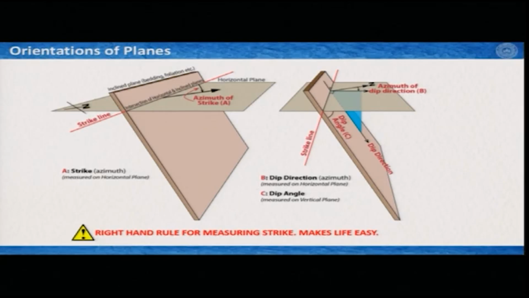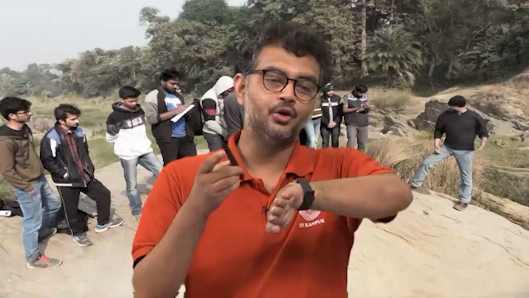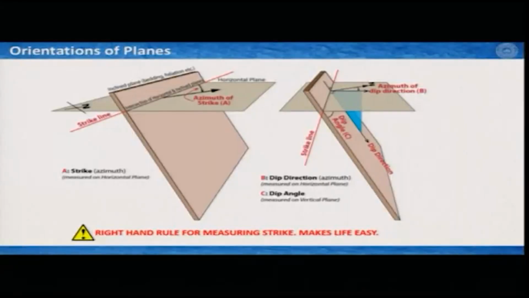So, if I have an inclined plane, I know what is the strike of this plane now, and the inclination or the slope of this plane is known as dip angle. Pictorially, you can understand that this is the same plane, I just rotated it, and this angle that it makes with the horizontal plane is the dip angle, and the direction this plane slopes is the dip direction.